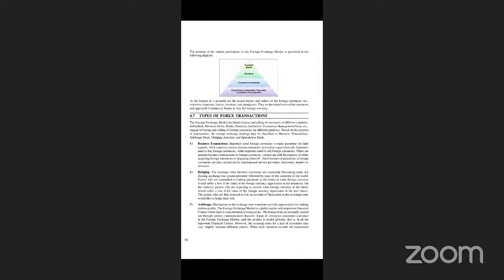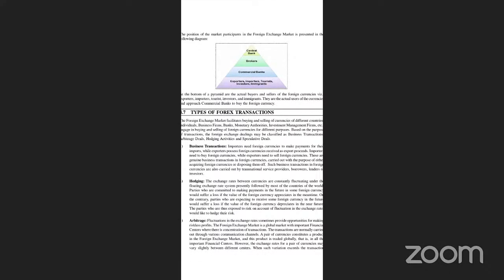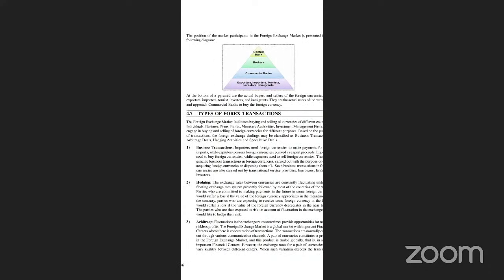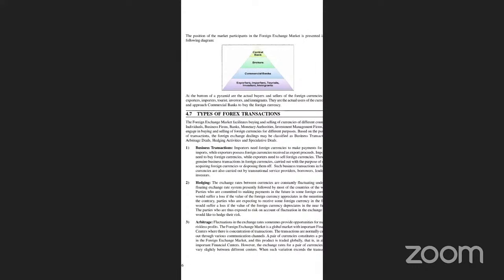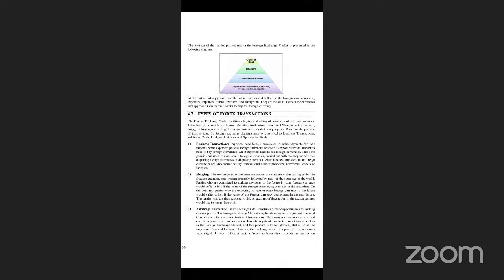if you look at the position of the market participants in foreign exchange, it is presented here in the following diagram. At the bottom of the pyramid, they are all actual buyers and sellers. Then we have those who approach commercial banks to buy currencies, followed by brokers, and then on the top it is central banks and the government, which intervenes. Then, moving on to the next topic, called types of forex transactions.